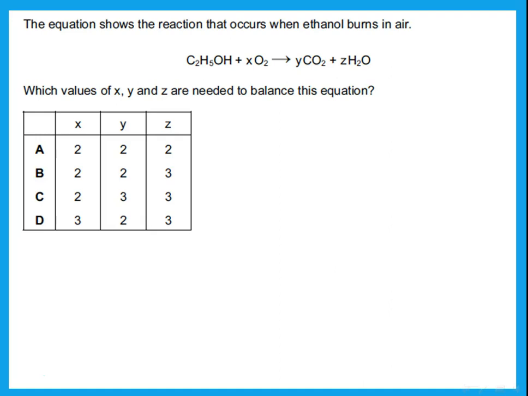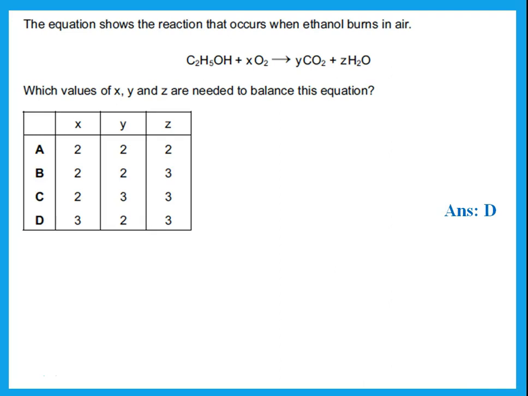Now, before the arrow, we already have 1 oxygen in the C2H5OH. And that means the X has to be 2 times something to give me 6. So that has to be 3. So my answer is D.